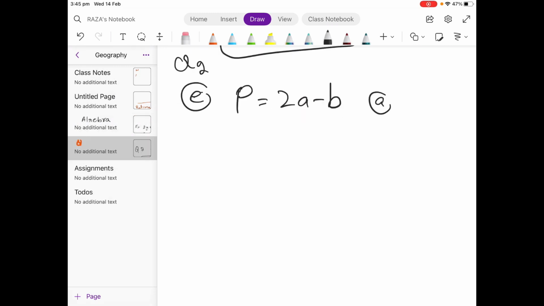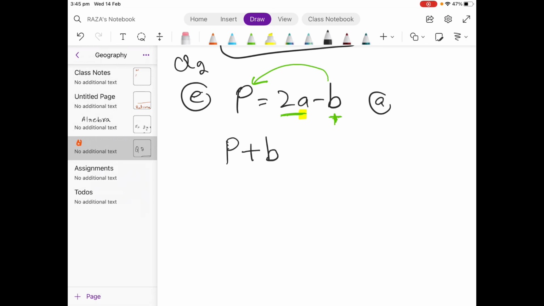Question number 2, E part. We want to make a the subject. If you look at where the a is, a is attached to b, and a is attached to 2, and b is separate here. So if you want to separate a, we need to get rid of this b first. So we want to move this b to the left side. For this, p is already there, write that first, and then plus b.